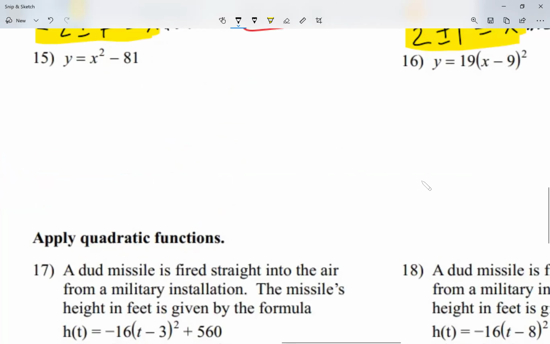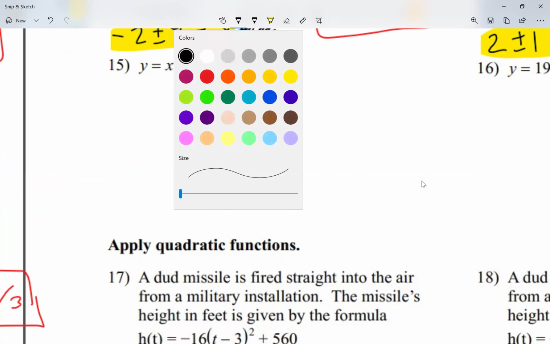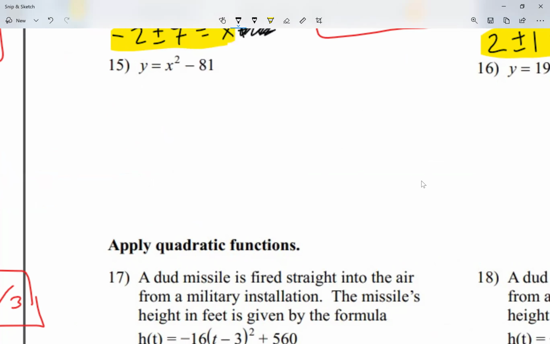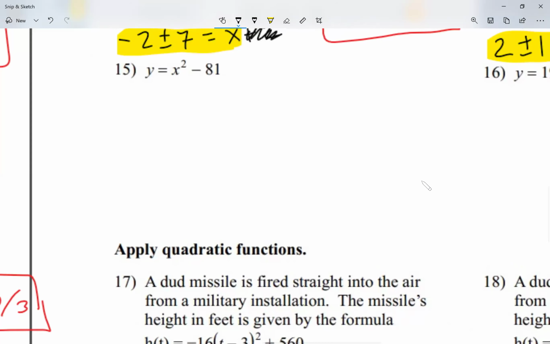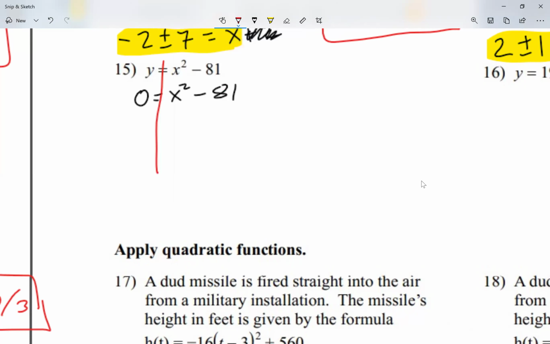Let's take a look at number 15. Let me rewrite this as 0 is equal to x squared minus 81. Now let me separate everything through my equal sign. This minus 81, I'm going to move it to the other side as a plus 81. I know 0 plus 81 is 81, so I have that 81 is equal to x squared.